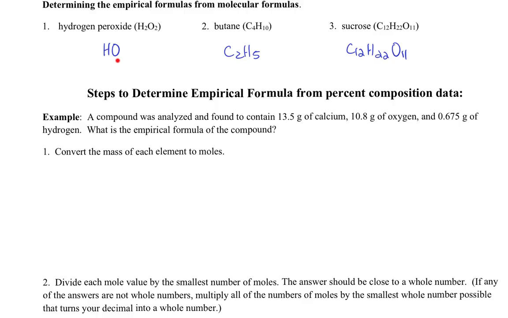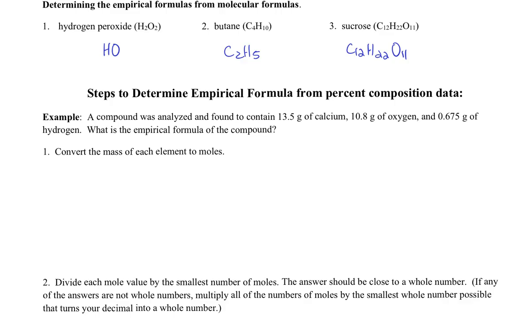Here, the empirical formula for hydrogen peroxide is HO. This is not a compound in and of itself. It's just an empirical formula. And I obtained it by dividing this chemical formula by 2. In the same manner, I divided the chemical formula of butane by 2 to come up with its empirical formula of C2H5. Notice the last one, sucrose, could not be divided by any number to give a different whole number ratio. So here, the chemical formula and the empirical formula are the same because this cannot be further reduced.